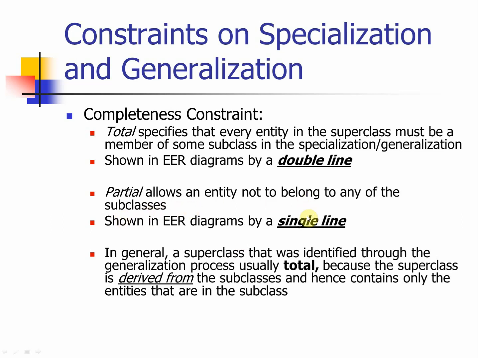Partial, if you put a single line, indicates that an entity need not belong to any of the subclasses. So that is the idea of the single line and double line. If you still recall in our last video, the superclass and subclass may come from the generalization process, which means it's a bottom-up approach. The example that we discussed is car and truck, and then we generalized a vehicle entity to form a superclass. If that is the way we're doing it, usually this is a total participation, where we put a double line over this superclass and subclass, because the superclass is derived from the subclasses and hence contains only the entities that are in the subclasses.